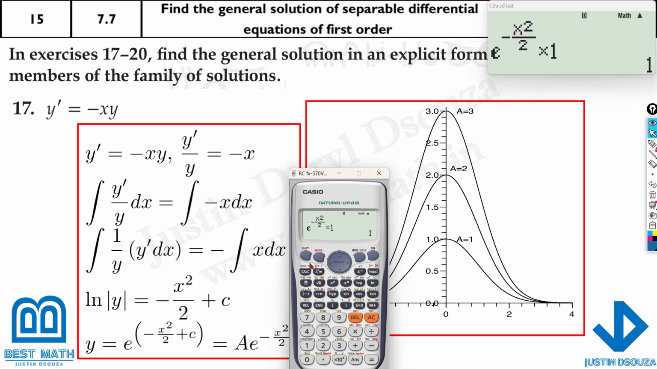How much is it? 1. Let me calculate for 2, for example. Calculate it at 2. You must get 0.135. Yes, that's the thing. That's how we can easily check which is the correct graph.